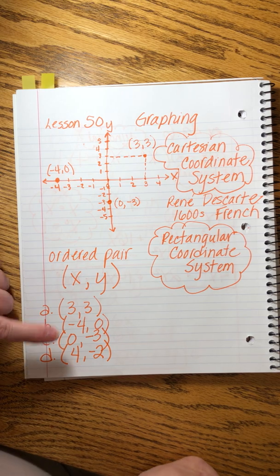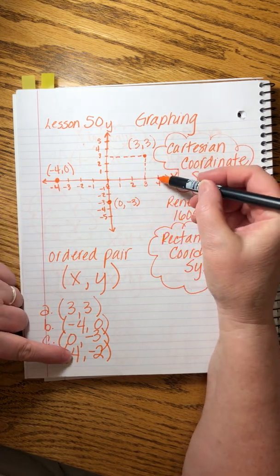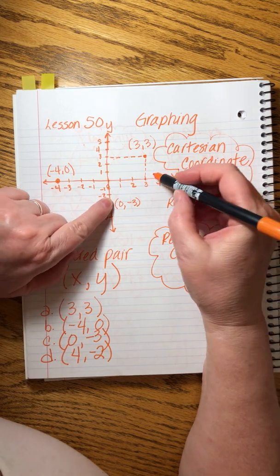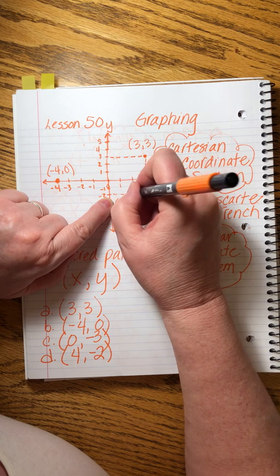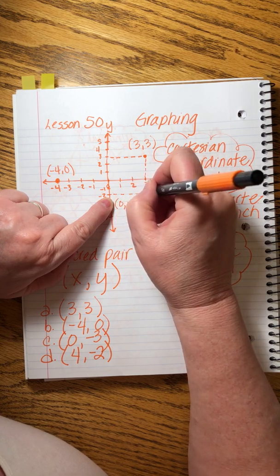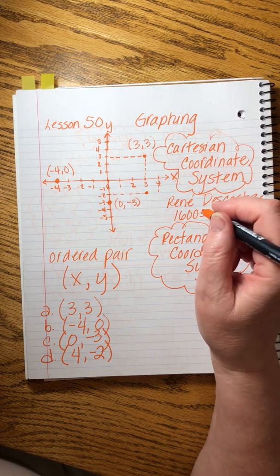4, -2. So again, always the same. We go to +4 and then -2. Now, I'm doing my graph on a sketch that I just made here in my notebook. That's not the neatest, most precise way to do it.